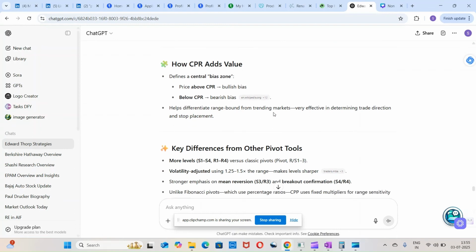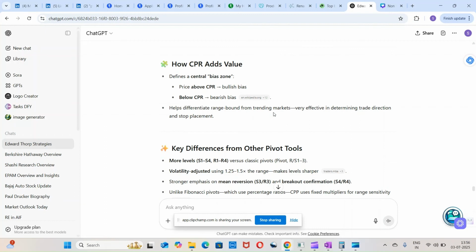CPR adds value. It defines a bias central zone. Above that CPR, it's a bullish bias, and below CPR is a bearish bias. It also helps you differentiate between range bound markets and trending markets. If those three lines are very close, then it indicates a trending market generally. Not all the time, but generally, if the lines are very long, huge, then it's a range bound market. Or if the price is within those three huge lines, it would most likely be a range bound market.